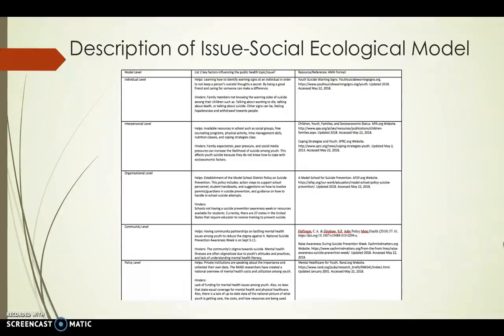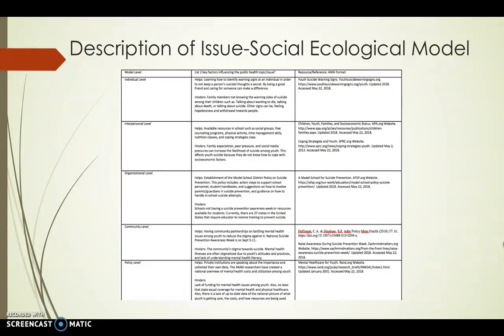Now, the community level. An intervention there, having many community partnerships on how to tackle mental health issues among youth, can also help get new ideas, and it can help implement other interventions. And reducing stigma is also very important. The National Suicide Prevention Awareness Week is September 5th through the 11th. So perhaps having schools incorporate that during their fiscal year. And something that might hinder is the community stigma towards suicide. Since mental health illnesses are stigmatized due to youth's attitudes, practices, and lack of understanding of mental health, the community may not want to talk about it and kind of want to hide it under the rug.